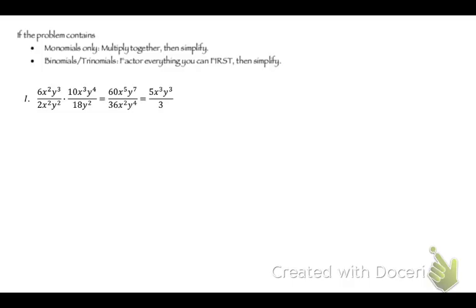12 goes into 36 3 times. Those x's cancel, and you're left with x cubed. The y to the 7th divided by y to the 4th is y cubed. Okay, you can do example J. That's what you should get there.